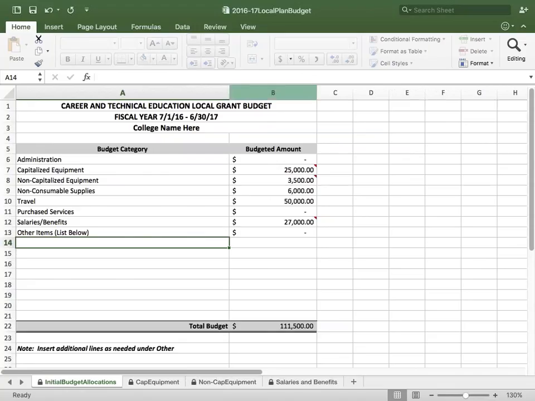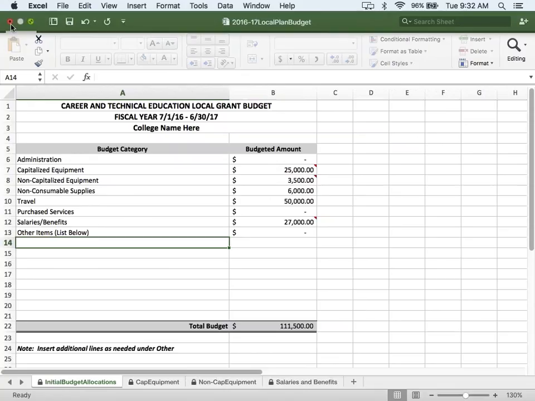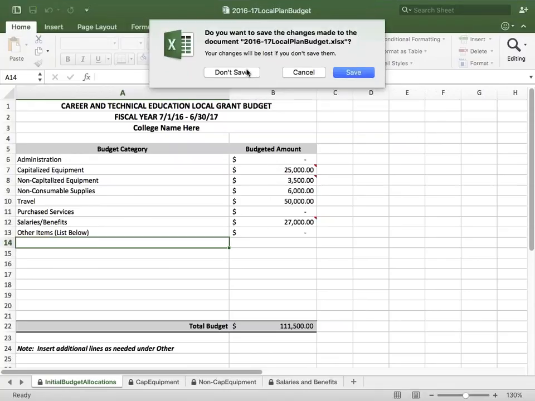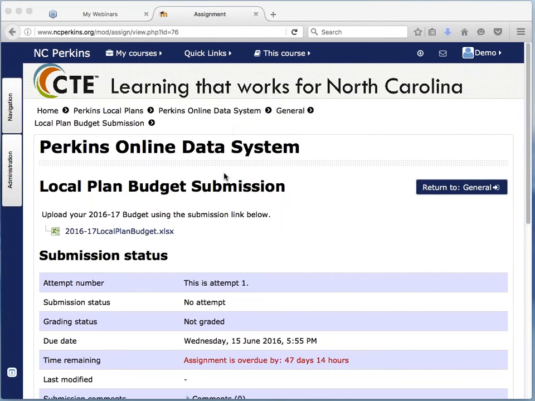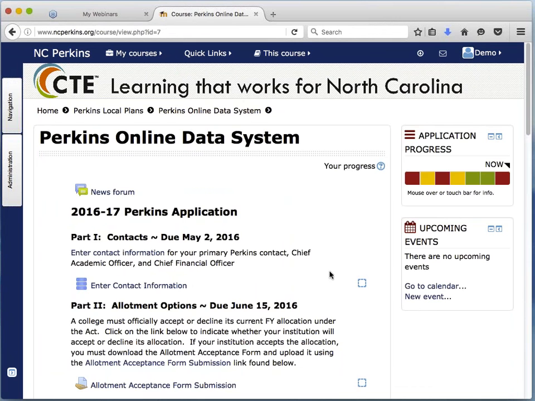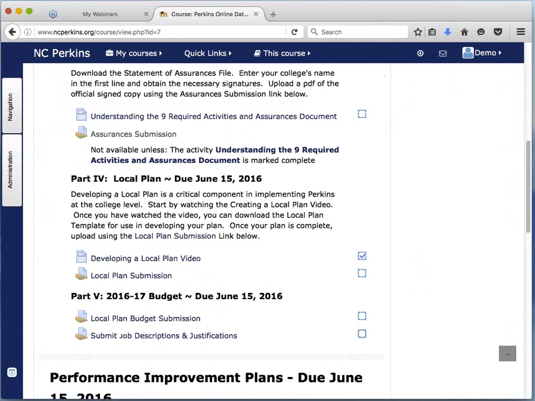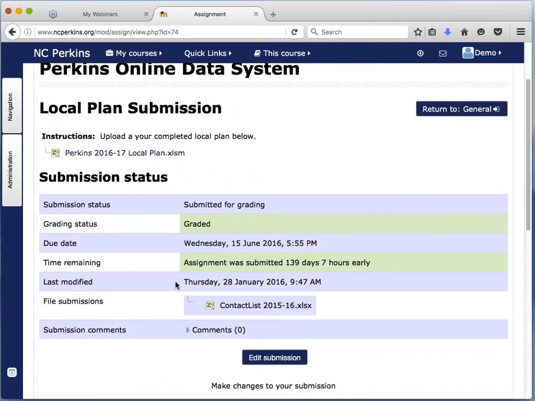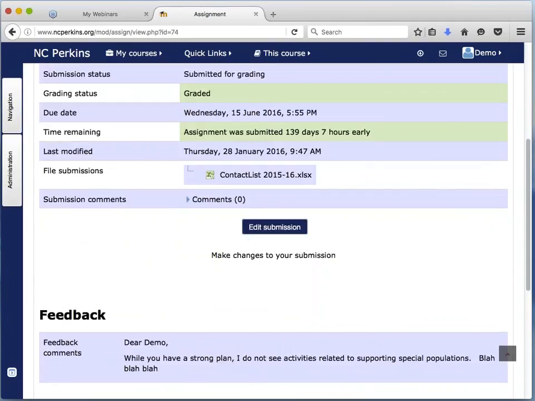So once you are done with these documents, you will save them, and then you'll upload them to our Moodle system. So we're going to get out of this and go back to the main page. Once you get your documents, you're going to scroll down, and you'll see local plan submission. Once you click on that, down here at the bottom, there is an Edit Submission button, and you can click on that.